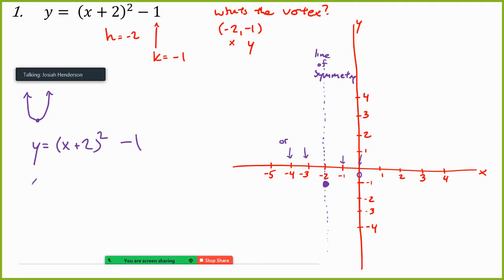So let's plug in x is equal to -1. So here we go. y is equal to (-1 + 2)² - 1. So just notice that all we're doing is switching out the number -1 for x. Why are we choosing -1 again? Because it's near our line of symmetry. It's near the vertex.